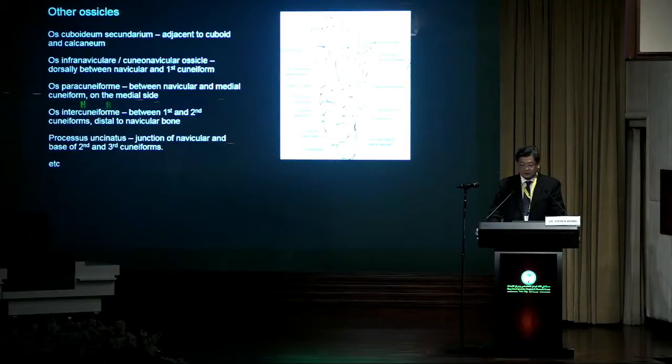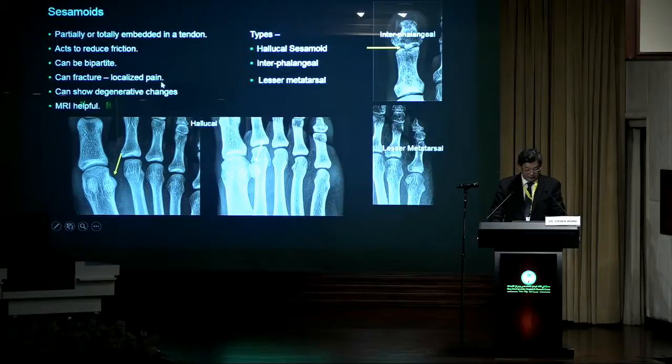So there are other ossicles in the foot. The os cuboideum secundarium, which is the infranavicularis. So for this, you actually need to have a very open mind, suspect that what you see is an ossicle and not a fractured fragment, and have this diagram in mind if you can remember.